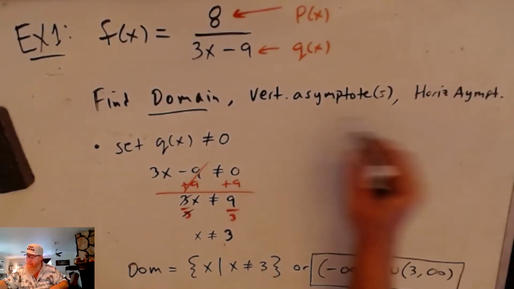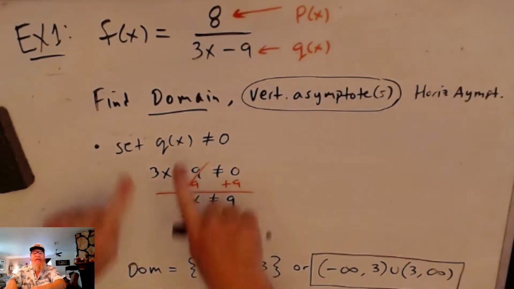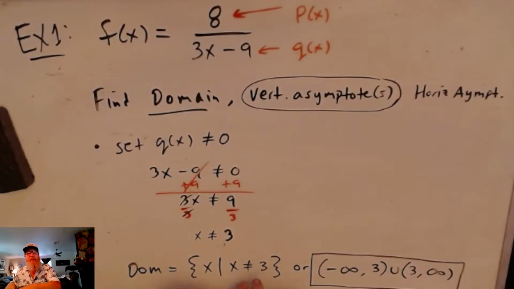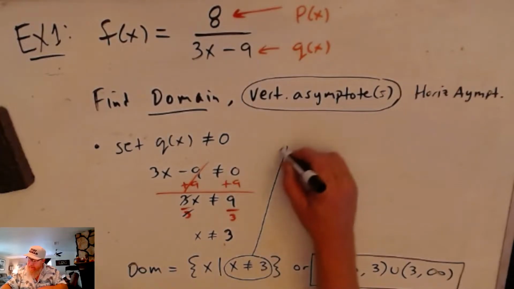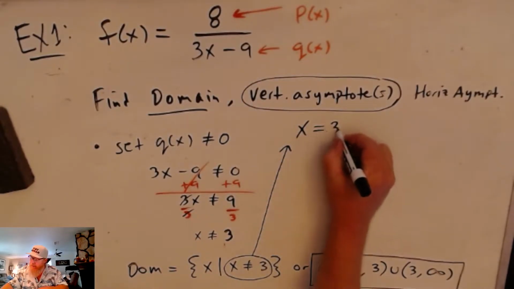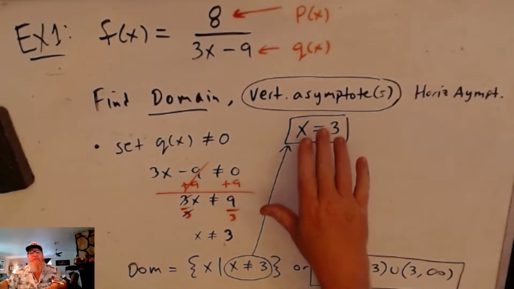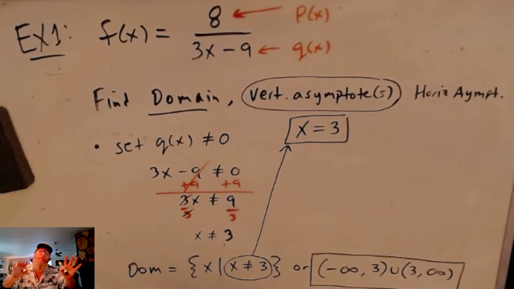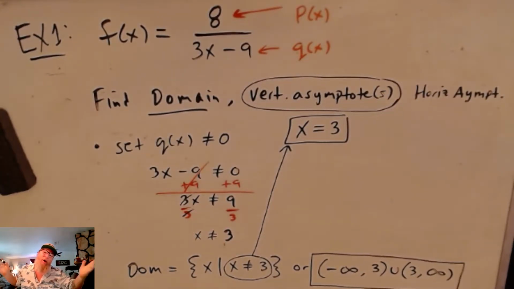Now, the cool thing about domain and vertical asymptotes is they are sort of the opposite of each other. The domain is everything except 3. And so for the vertical asymptote, you just take this and remove the not equal to and say x is equal to 3. So whenever you have the domain, you automatically get the vertical asymptote as well. There might be some exceptions as we move along. When you have multiple exclusions, it gets a little trickier. But since this is example 1, I'm just showing you the basics.